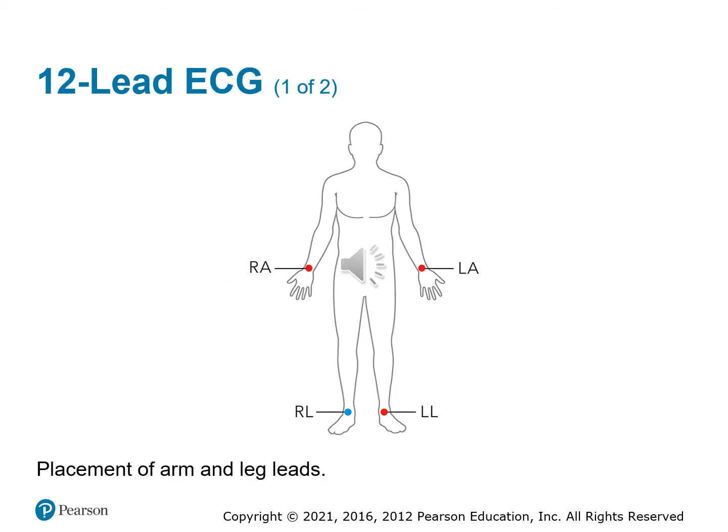Here you can see an image of those limb leads. Again, they are labeled right and left, and then arm and leg.